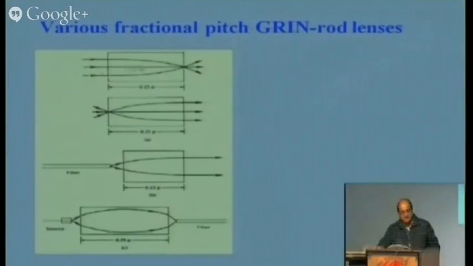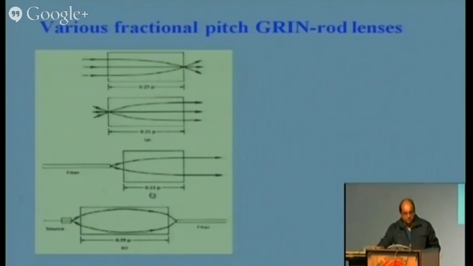So there can be different pitches. I can control the pitch of the lens. So various fractional pitches are possible. This is a 0.25. From the same lens, in this direction it will give the focusing, and in the opposite direction it will give the parallel beam. But here it is focused at this point. This is a 0.25 lens.